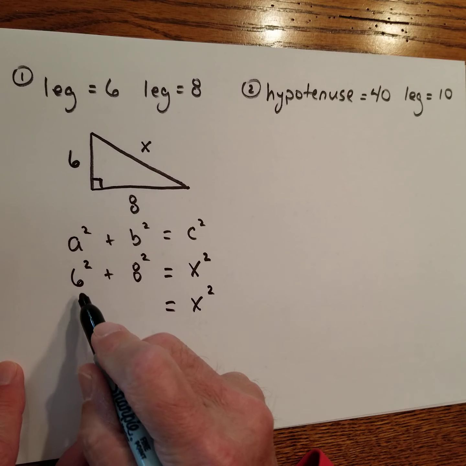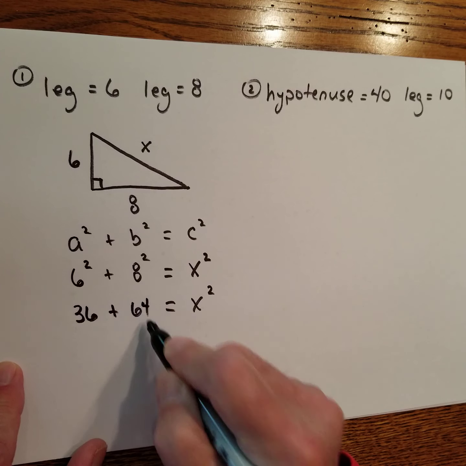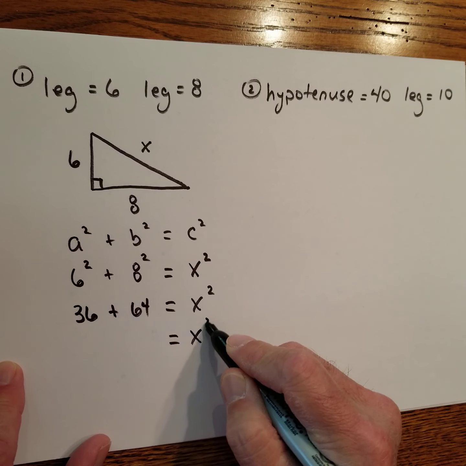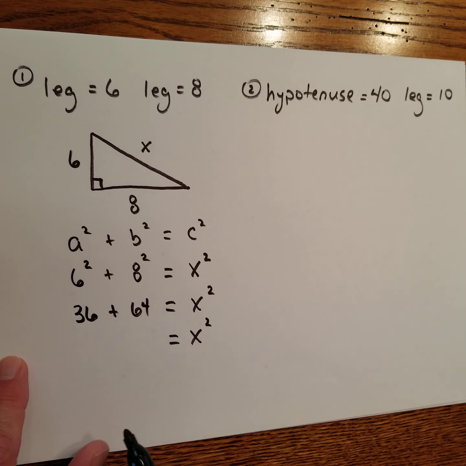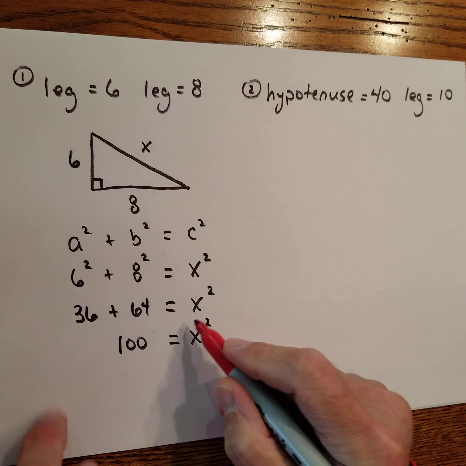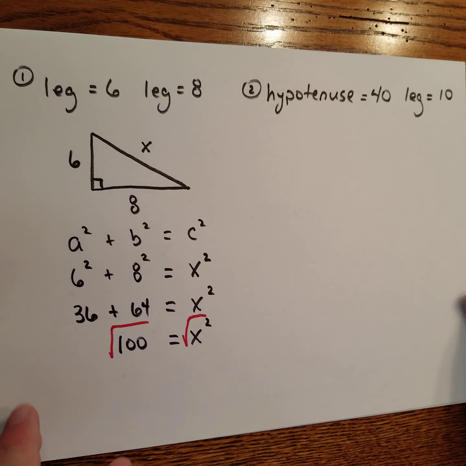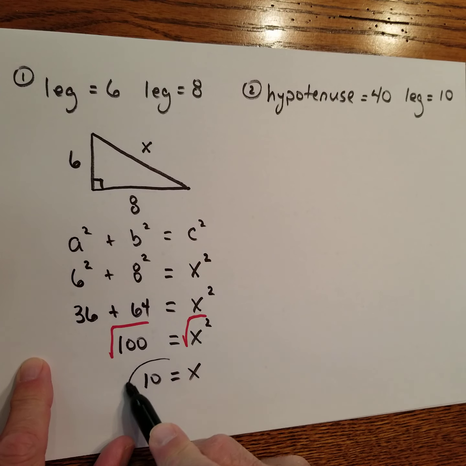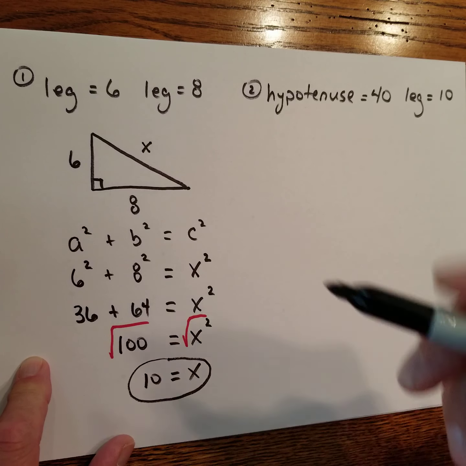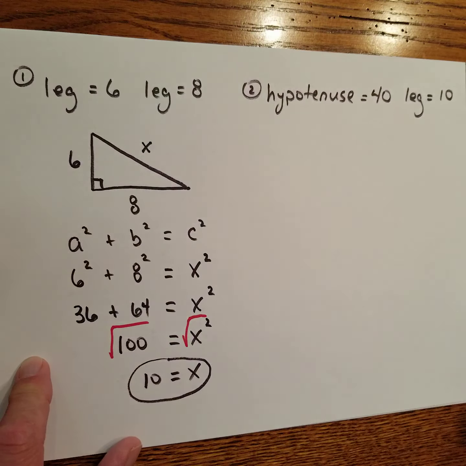Either in your brain or on your calculator, get 6 times 6 and 8 times 8. Since these two numbers are both on the same side of the equal sign, they're like terms, I can add them. The last step is always to take the square root. And the square root of 100 is 10. If I take 10 back to my picture, where the legs were 6 and 8, certainly seems reasonable for the hypotenuse to be 10.